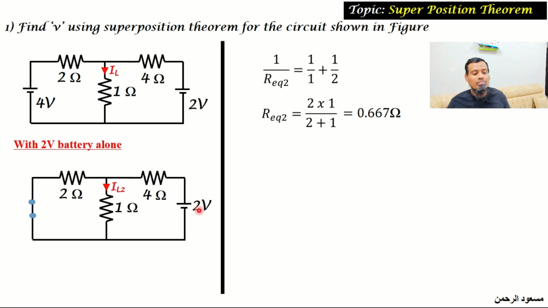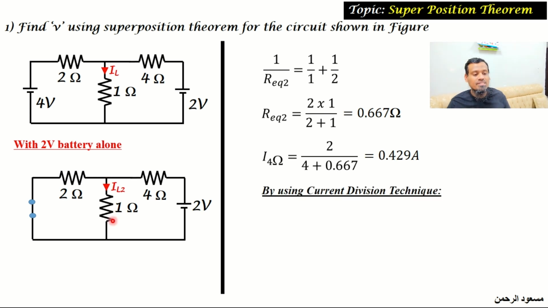The current delivered by the 2-volt battery, or the current through the 4 ohm resistance, can be calculated as the voltage 2 divided by 4 plus the parallel combination of this 2, which we have calculated as 0.667. So the current through the 4 ohm resistance will be equal to 0.429 amps. So this is the current which is coming into the node. By knowing that incoming current, we can apply the current division technique.